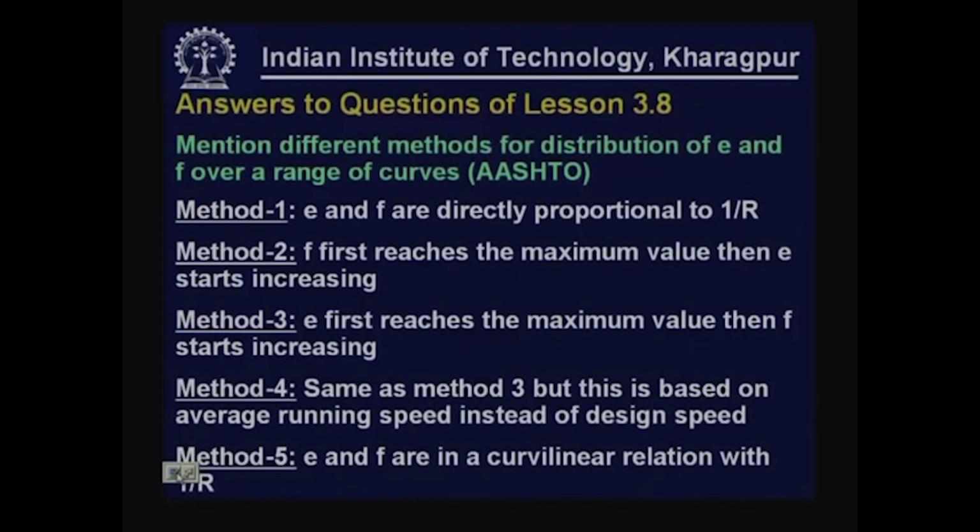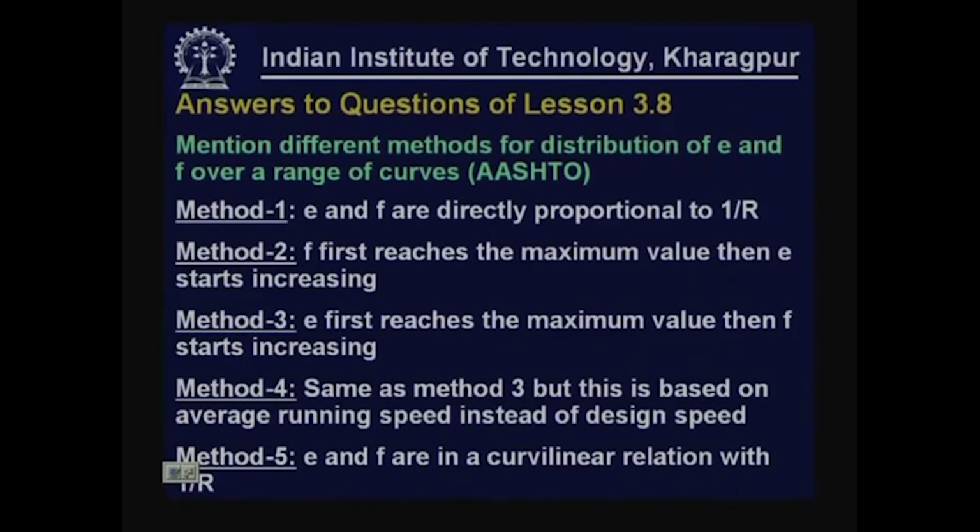Method 2, F first reaches the maximum value and then E starts increasing. So, for flatter curve we may not have an E value, more suitable and practical for urban roads where providing super elevation at frequent intervals may be a problem. When E starts increasing, it increases very fast. Method 3, E first reaches its maximum and then only F starts increasing. So, E reaches maximum value and then whenever F increases, it increases very fast.